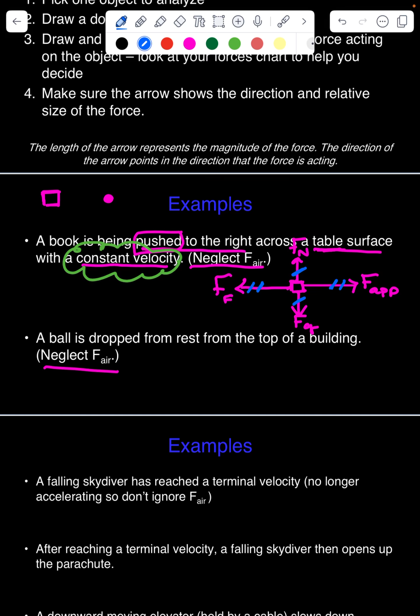A ball is dropped from rest from the top of a building. All right, so we have our ball that is going downwards. So it is falling down, which we know, we should remember that if something is falling down, then it is going to be speeding up as it falls down. All right, so as it falls down, we know that gravity is pulling it down.